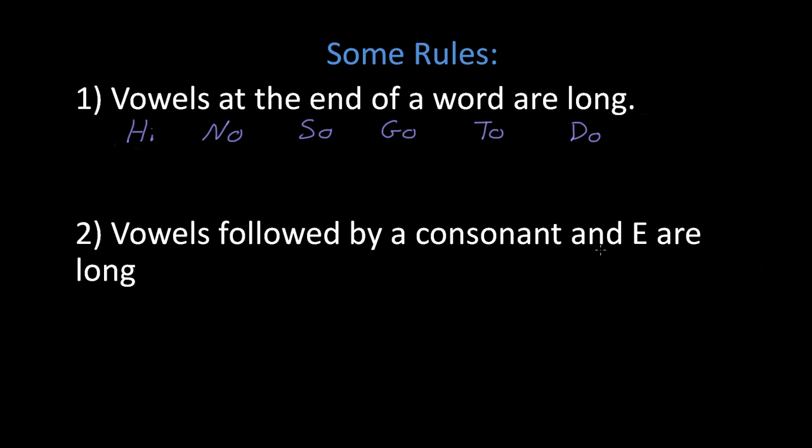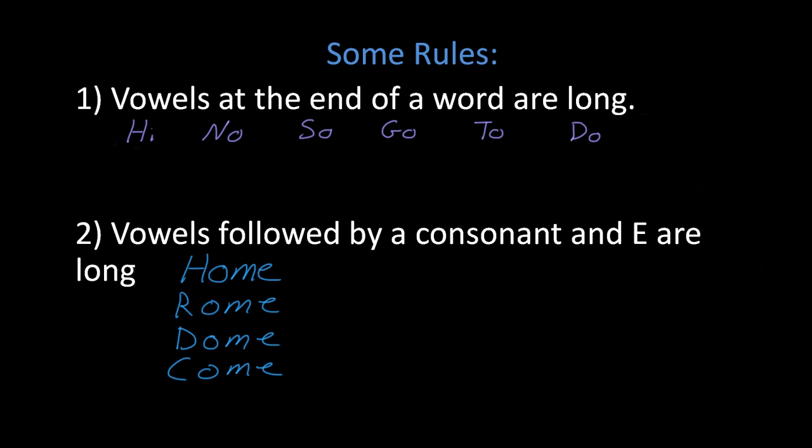Vowels followed by a consonant and E are long. This is also known as the silent E rule. So we have home, home. We have Rome, Rome. We have dome, dome. And we have comb, comb. Alrighty, let's look at these rules again.